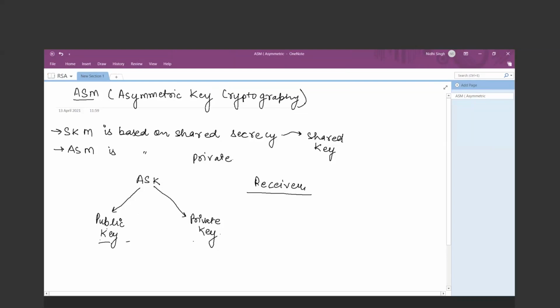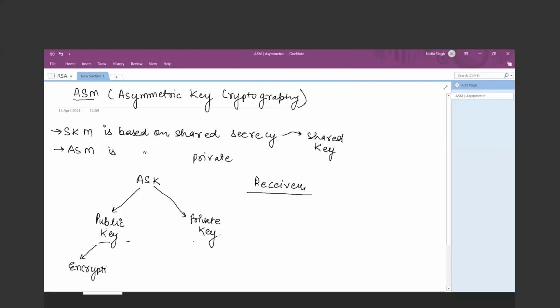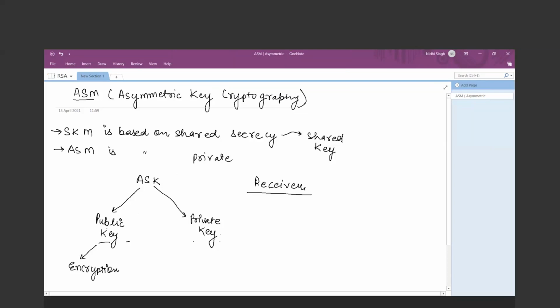So this public key of the receiver is used in the encryption process that is performed by the sender, and this private key is used in the decryption process at the receiver side. This encryption will use the public key of the receiver, and the decryption process will use the private key of the receiver. There is no role of the sender's public and private key. Only there is a role of the receiver's public key and the receiver's private key.